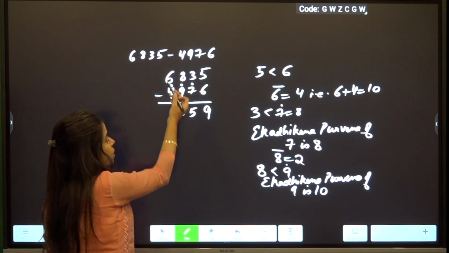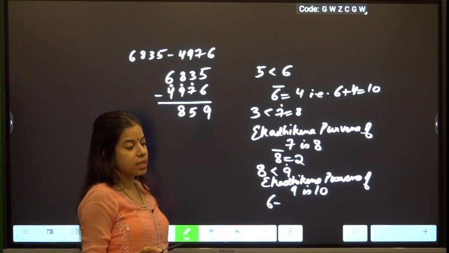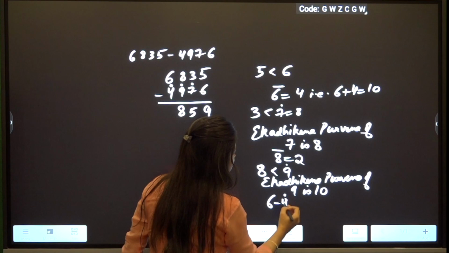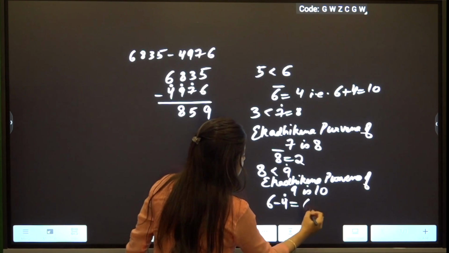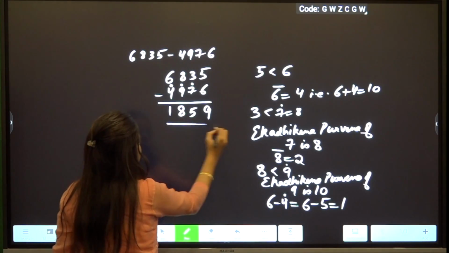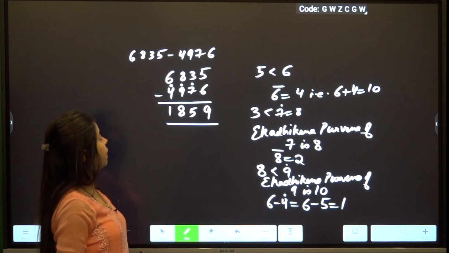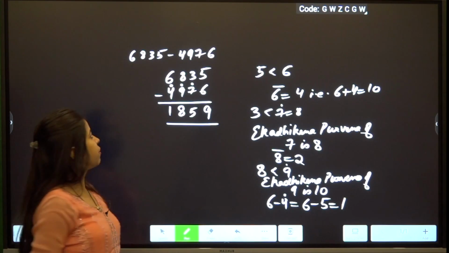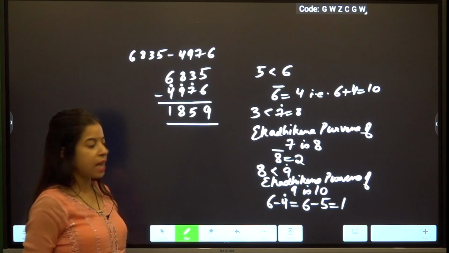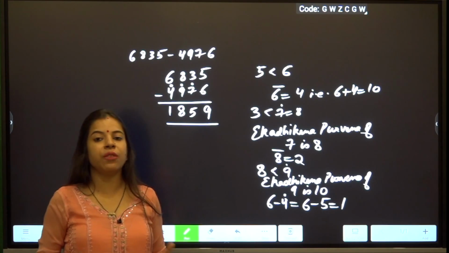Now in the next step we perform subtraction. 6 minus 4 dot, I am writing here 4 dot, which is 5, so 6 minus 5 is 1. So this is the answer. When we subtract 4976 from 6835, we obtain the answer 1859 with the help of the best friend technique.